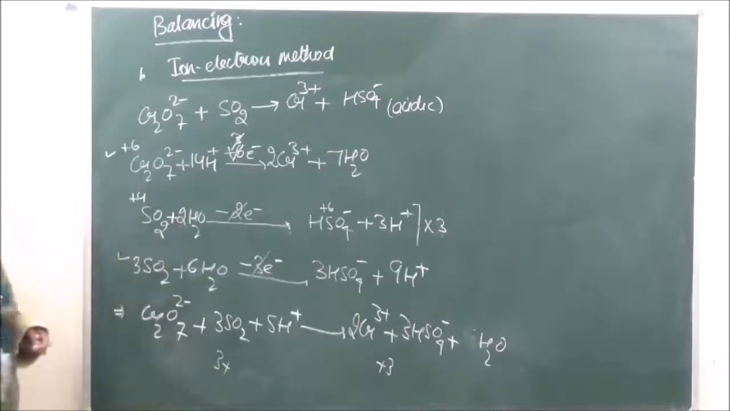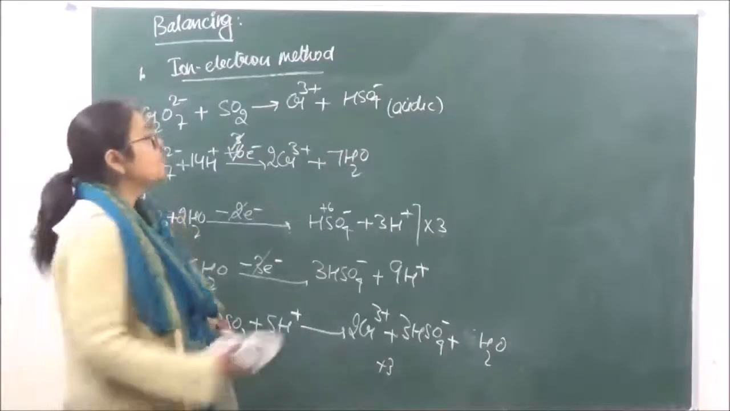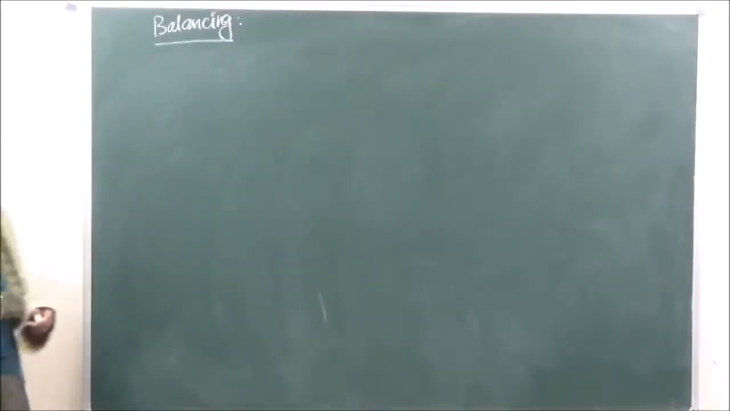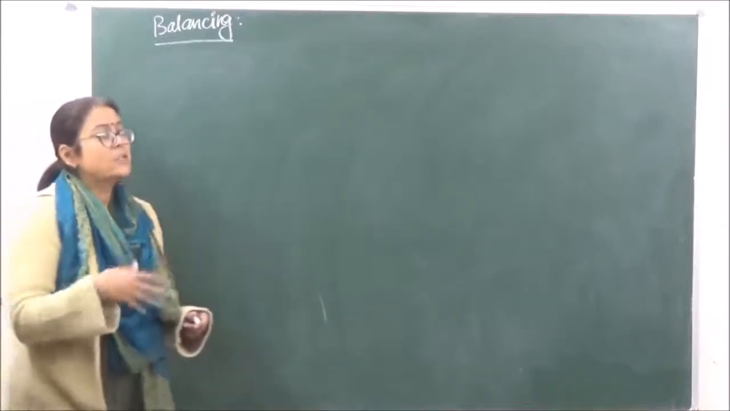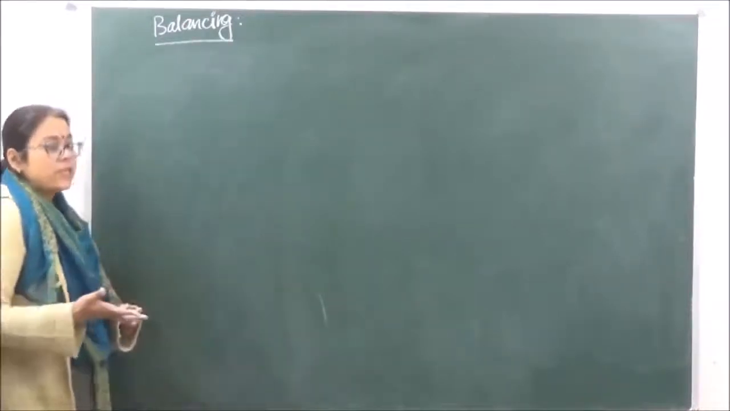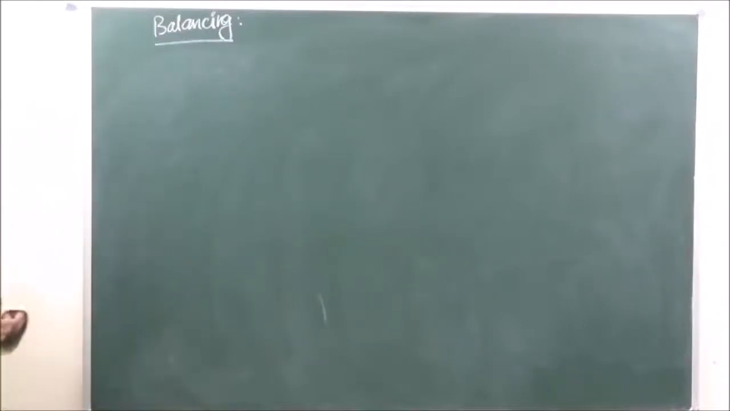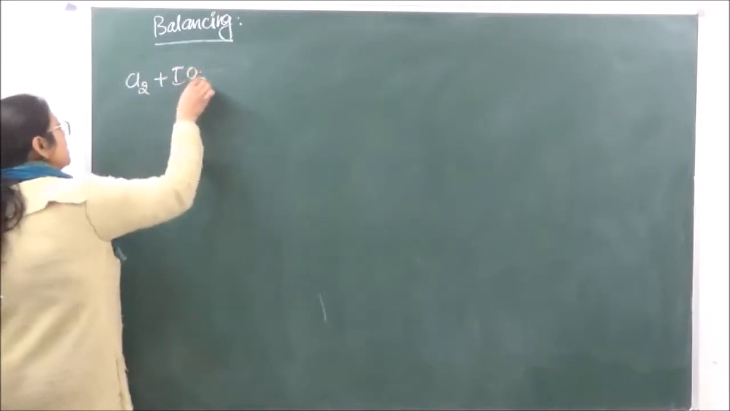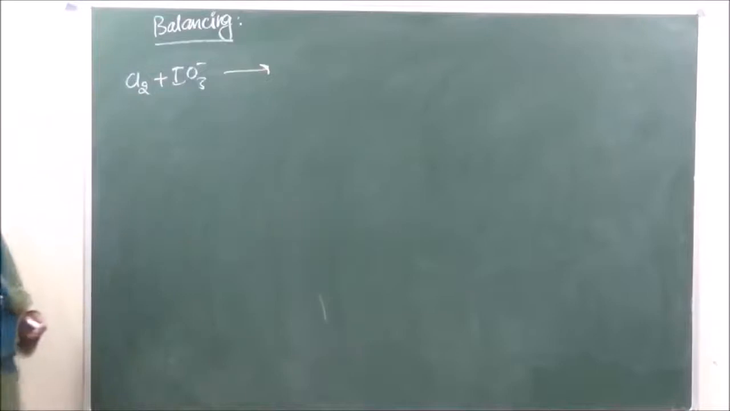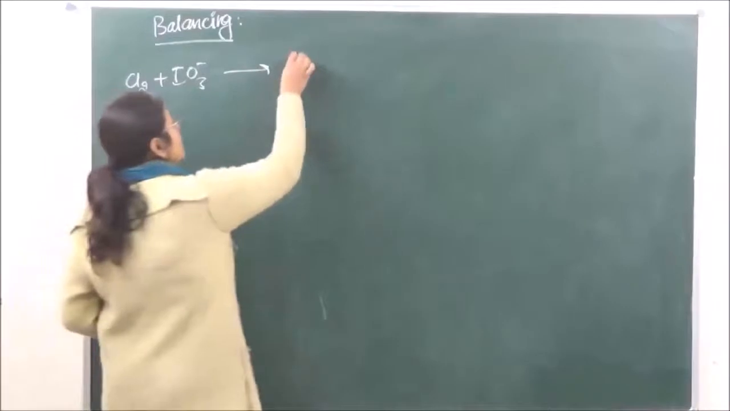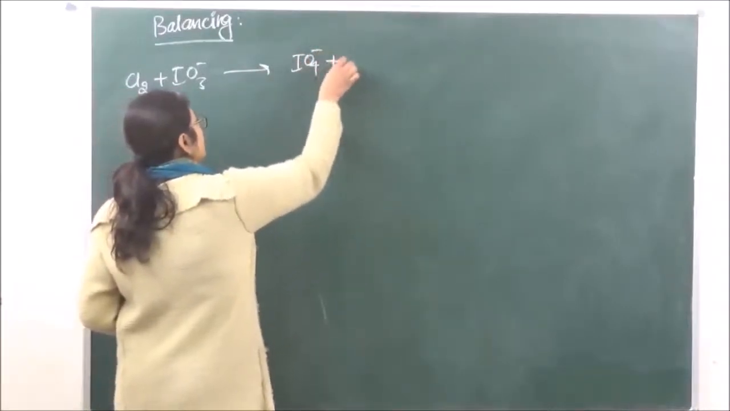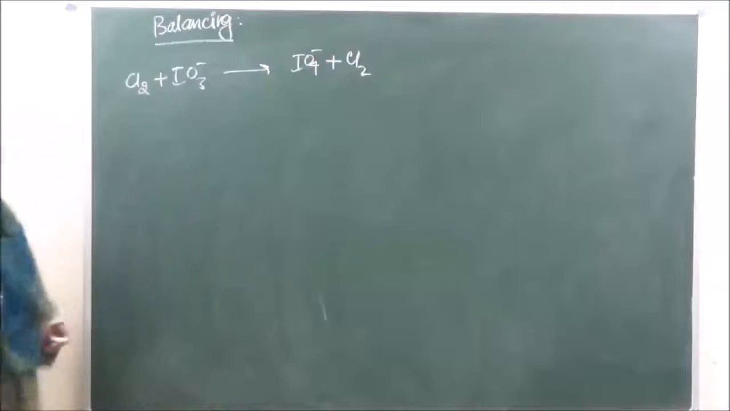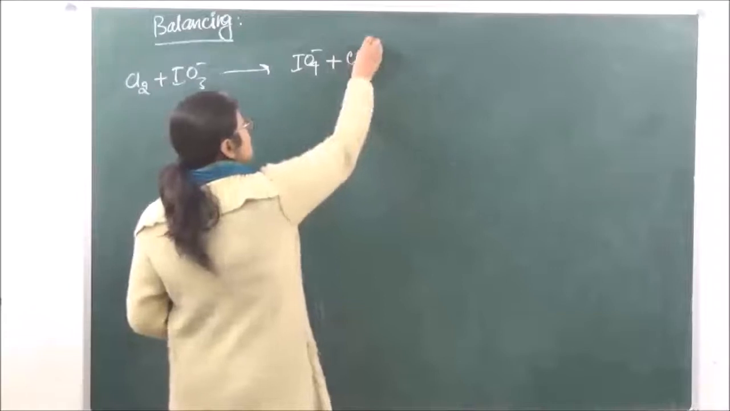Now let's understand what is going to happen in case of basic medium. Okay. Now in case of basic medium, instead of adding H positive, we are going to add OH negative ions. Okay. So let's explain this with the help of an example. We have Cl2 plus IO3 negative to give us IO4 negative plus, sorry, plus क्या है? Cl negative. So this is our reaction.